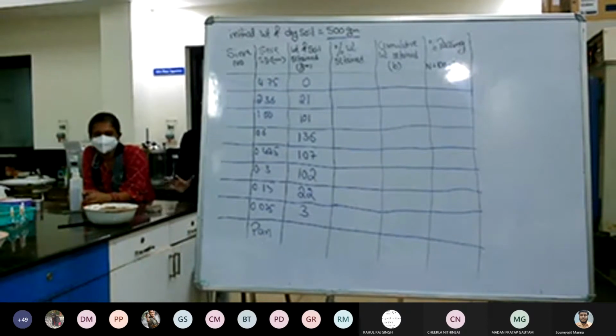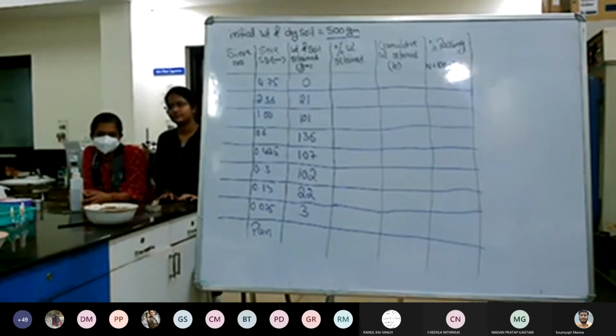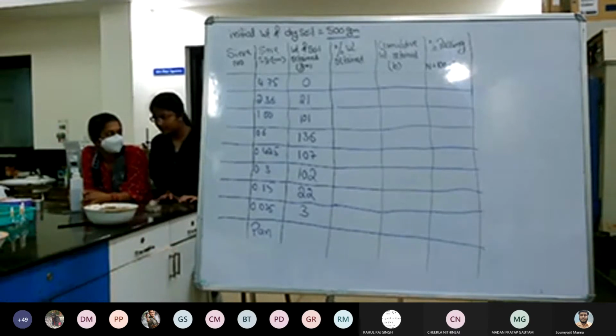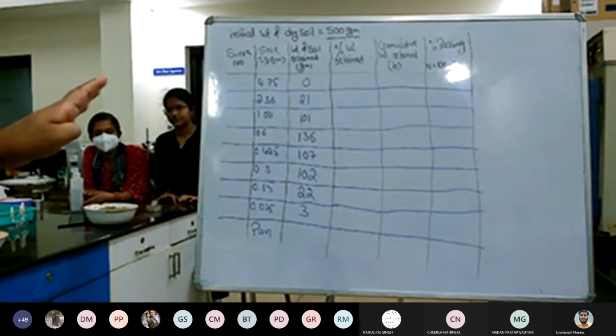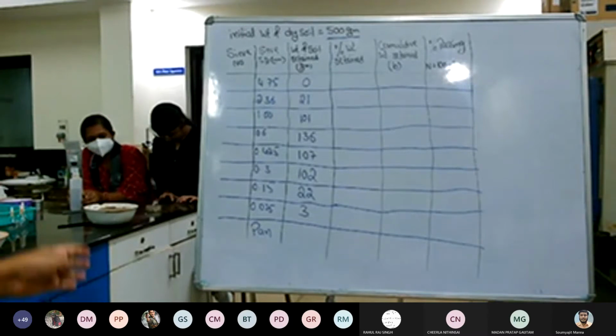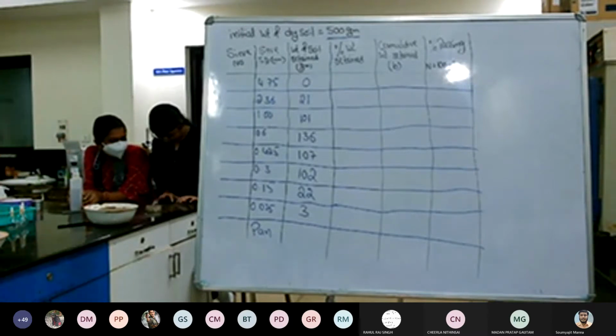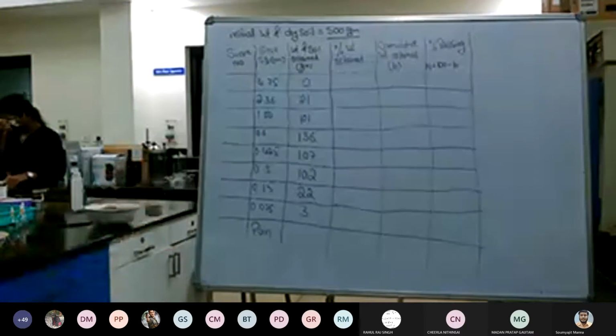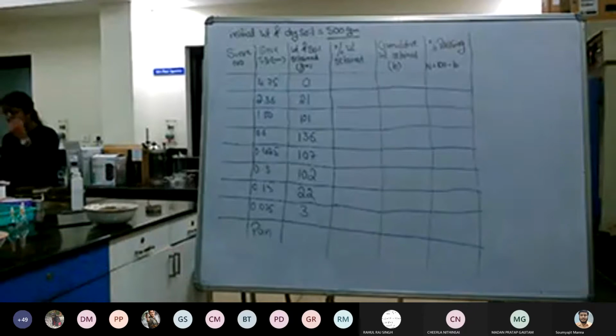So I request everyone to please note down this table and try to fill it. As per my explanation, you now know the initial weight of the soil taken, that is 500 grams. The sieve sizes have been listed in this table. The weight of soil retained against each sieve size is also given here. Now you need to calculate the percentage of weight retained, cumulative weight retained, and percentage passing. Try to fill this table. This is up to you.